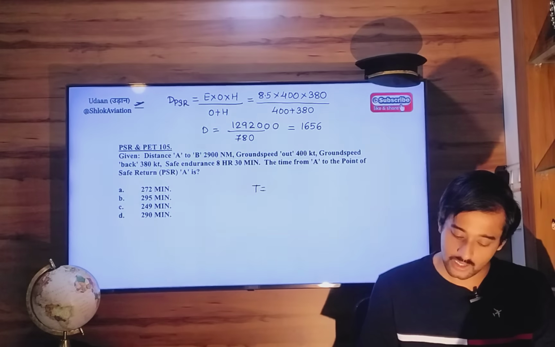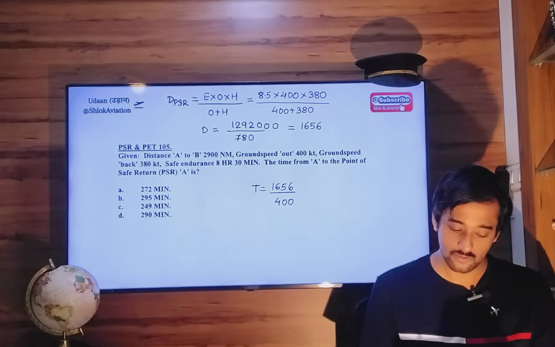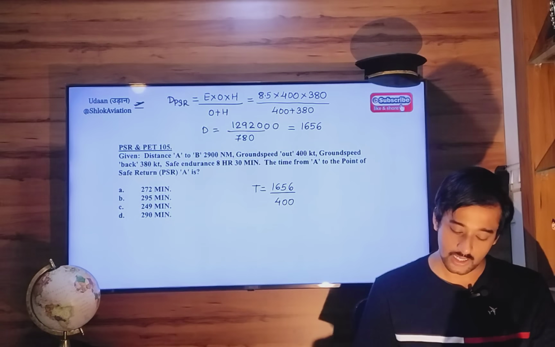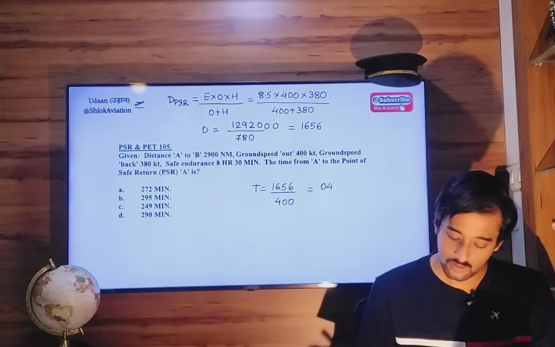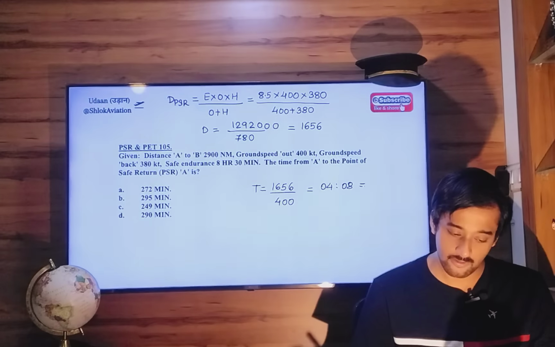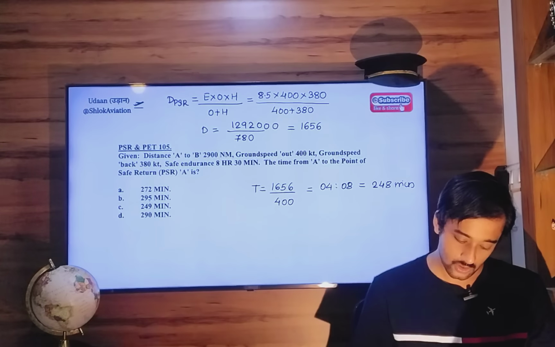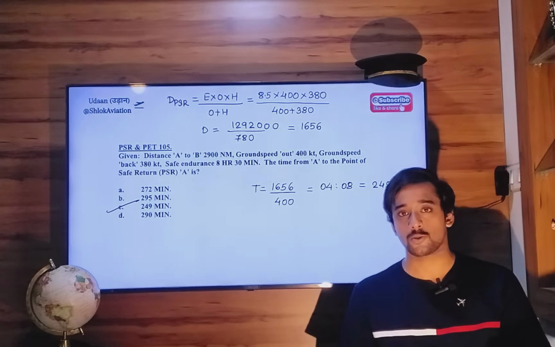So time will be 1656 divided by outbound speed 400, 4 hours 8 minutes or 248 minutes. Okay. So 249 is the closest option. So option Charlie.